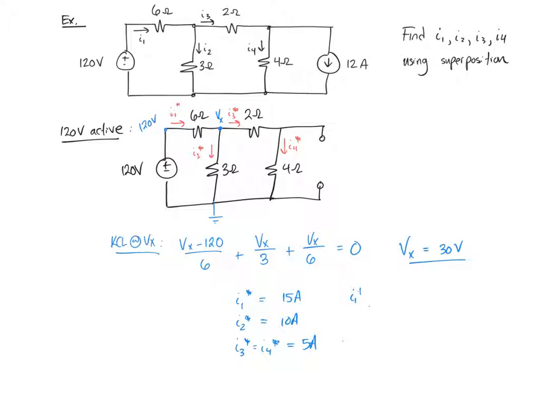Note that I1 star could be expressed in terms of the nodal voltage Vx as being 120 minus Vx over 6, based on the direction that we drew that current. That is opposite of the parameter that I get in this equation, because when I expressed my KCL equation, I assumed all my currents were exiting. Likewise, I2 star can be expressed as Vx over 3. I3 star and I4 star are equal to each other because they're in a series path, and that's given as Vx over 6.